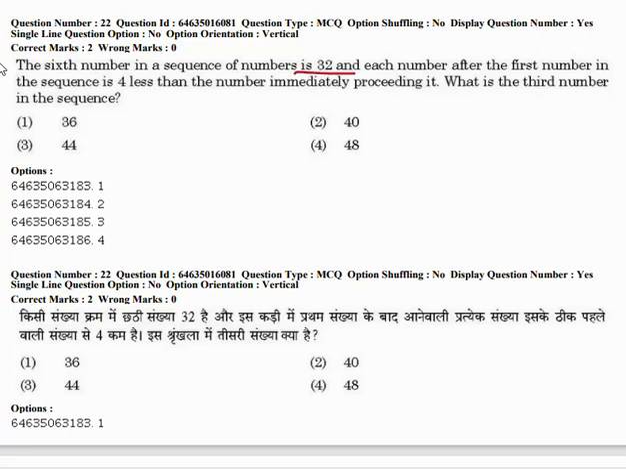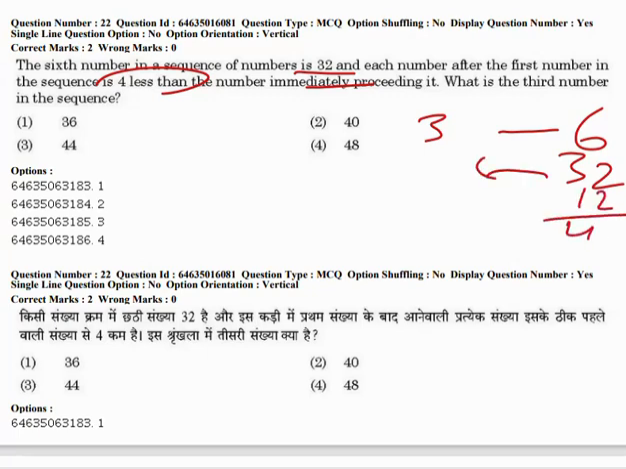The sixth number in a sequence of numbers is 32. Each number after the first number in the sequence is 4 less than the number immediately preceding it. Then what is the third number? So it is 4 less, and we have to find the third number. The sixth number is given as 32. So if we add 12 to it, 32 plus 12 is 44.